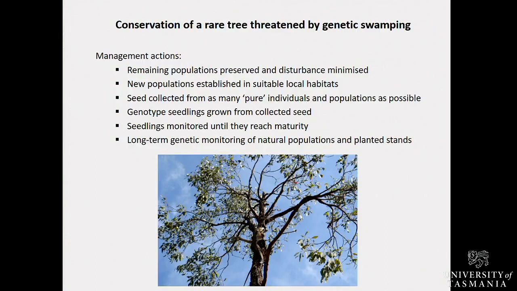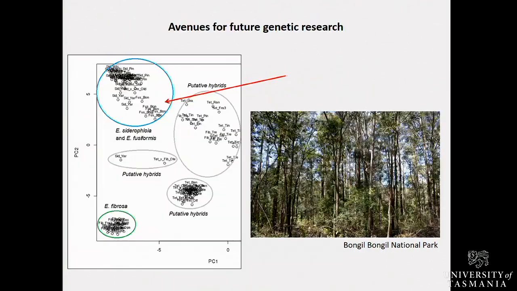We also recommended that new populations be established in suitable local habitats, that seed be collected from as many pure individuals and populations as possible, and that, given that you can source seed from a tree but you don't actually know if the propagules are going to be pure or not, we recommended genotyping the seedlings collected, and also monitoring those seedlings. In the longer term, following on what a lot of other people have said, it's likely that long-term monitoring will be needed on the natural populations and the planted stands.